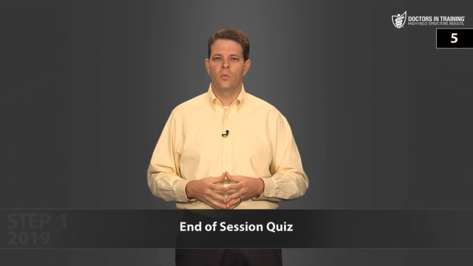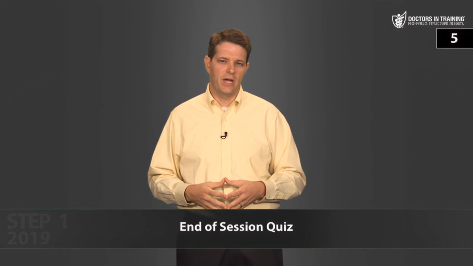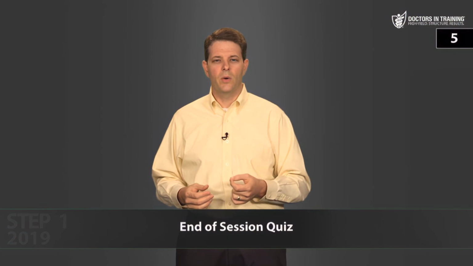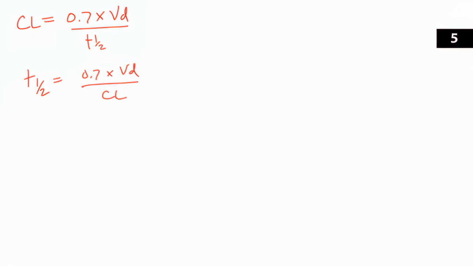All right, the first question says, what's the half-life of drug X in this patient? So you start with the equation for clearance. Clearance equals 0.7 times the volume of distribution divided by the half-life. Then you switch that around and you get half-life equals 0.7 times the volume of distribution divided by the clearance. So to figure out the answer, you need the volume of distribution and you need the clearance.